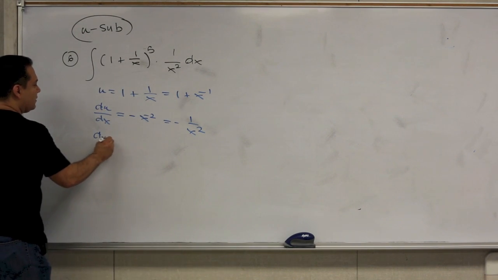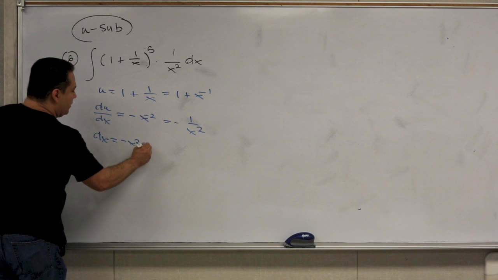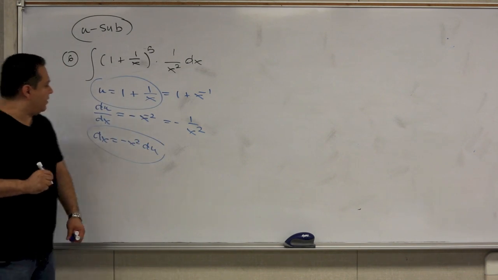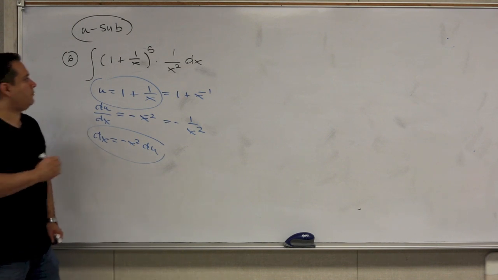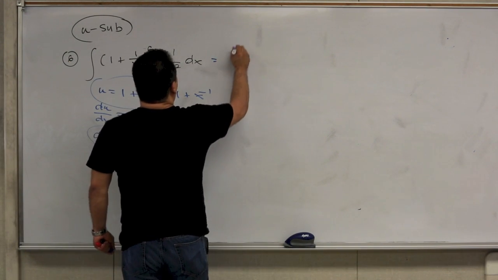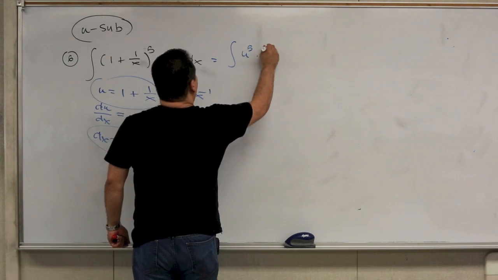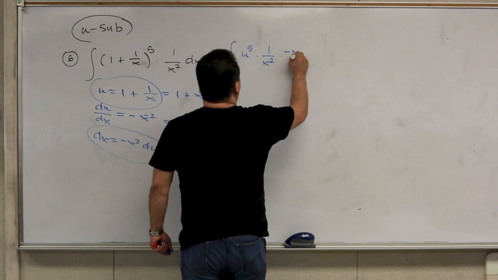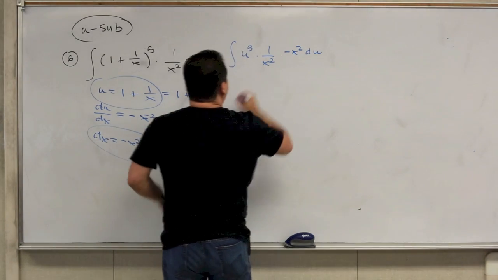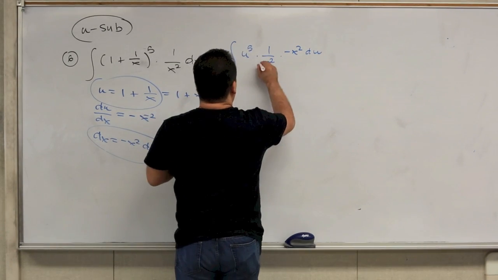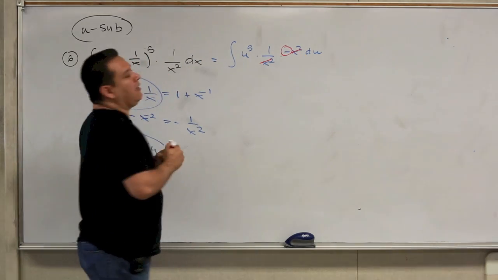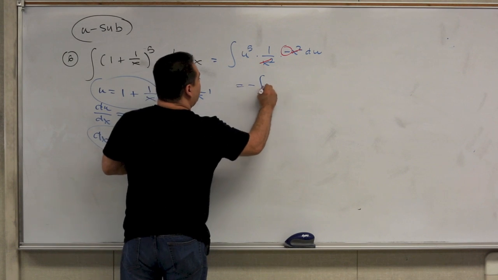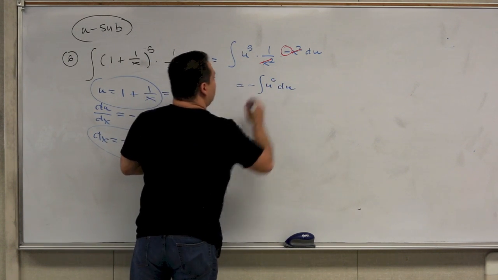So how do you solve for dx? I think that's negative x squared du. Is that right? So I'm going to use this. Double check. So it looks like I have integral u to the 5th times 1 over x squared. And then my dx is a negative x squared du. My x squareds go away. I have that constant negative 1 again. So what happens with that negative 1? That's negative u to the 5th du.